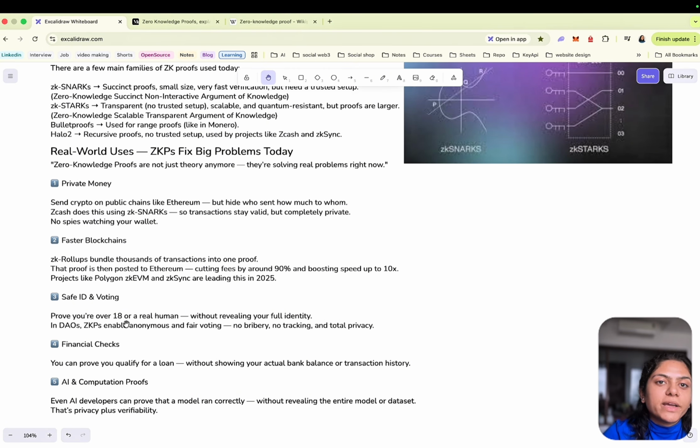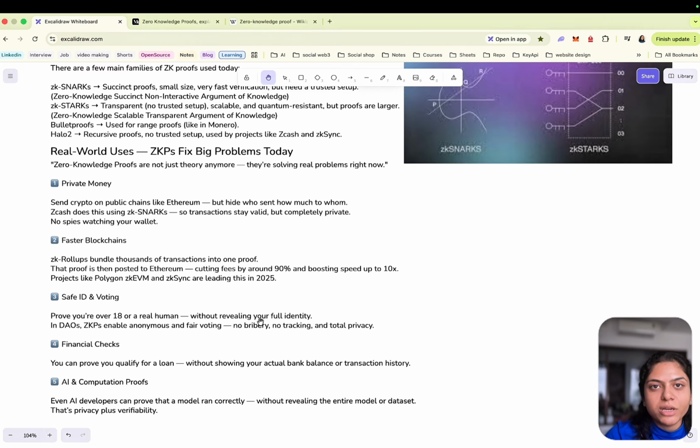Prove you are 18, or a real safe ID and voting. Here I give an example. If you want to see a movie and go to the theater, but that movie is 18 plus, the person asks if you are 18, so you give a document showing that. But you don't want to show all of your document just to prove you are 18, because it contains sensitive information and you don't want other people to see it.